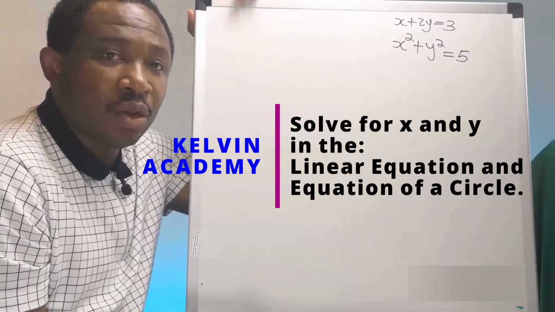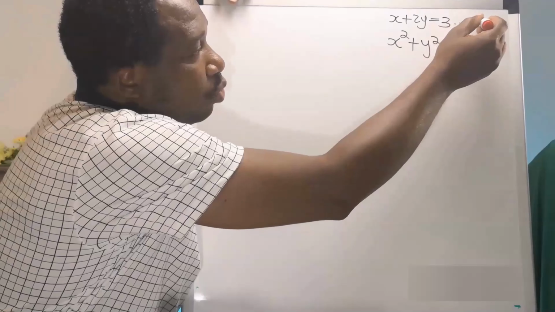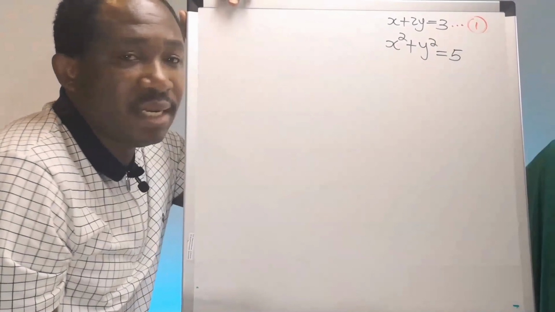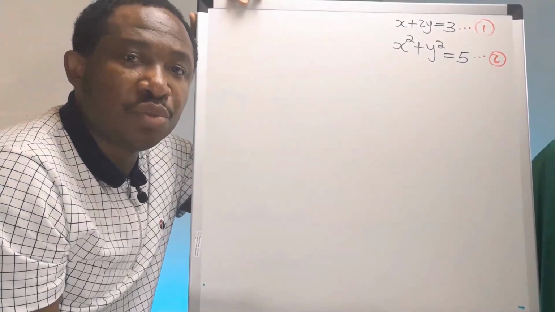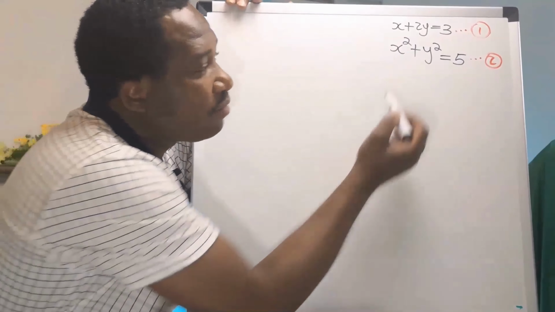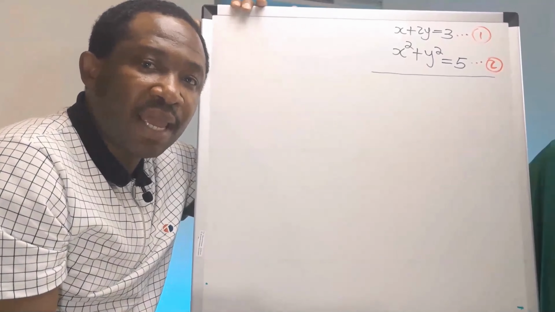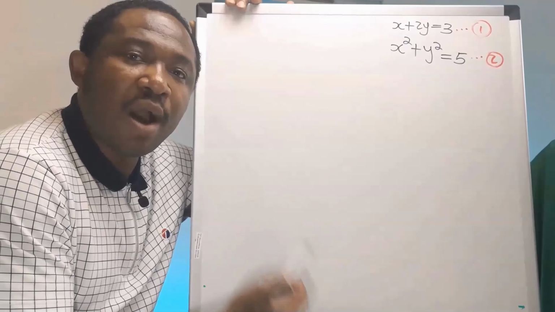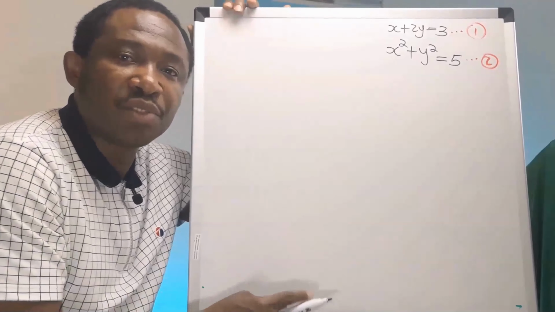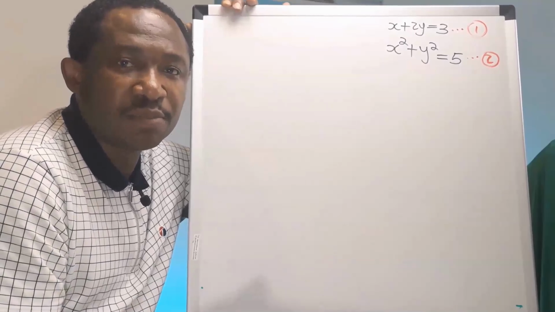Next, we're going to solve this simultaneous equation. Equation 1 is a linear equation. Equation 2 is the equation of a circle. Whenever you draw a line, that means you want to apply the elimination method. However, only the substitution method will work pretty fine in solving this problem.